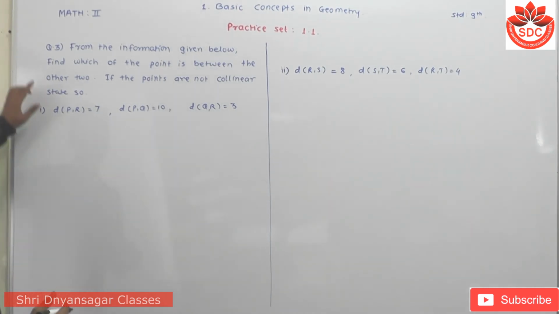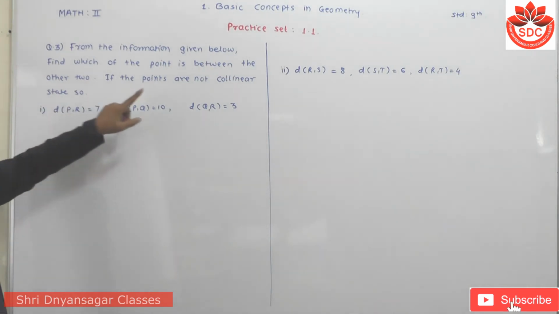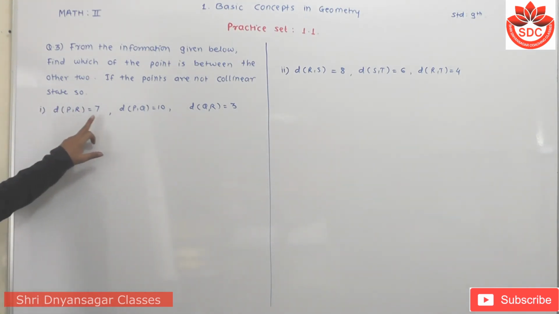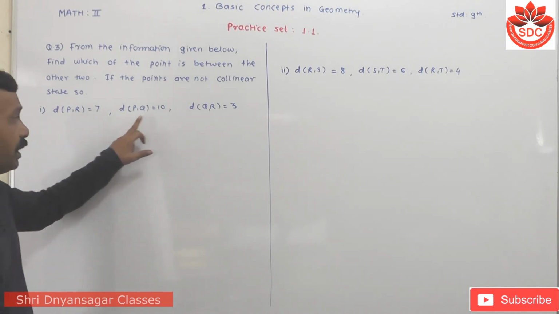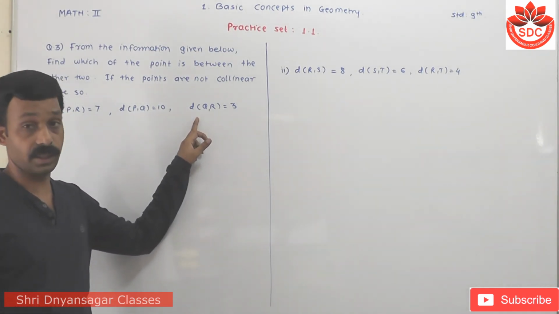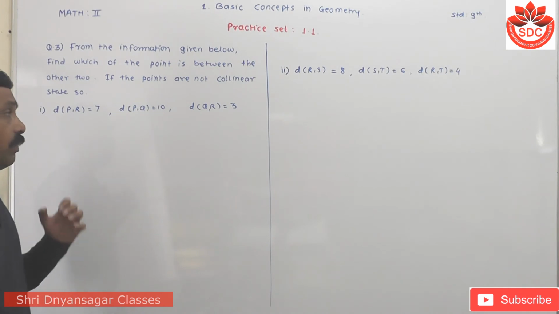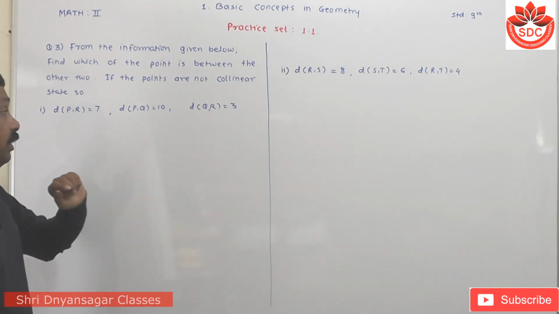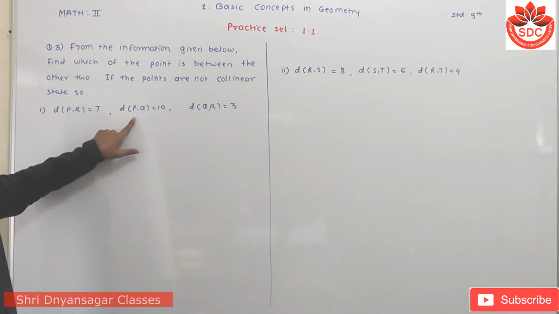Let's see question number 3. From the information given below, find which of the points is between the other two. And if the points are not collinear, state so. Student, this is the first sub question. Distance of PR is equal to 7, distance of PQ is 10, distance of QR is 3. Student, when we observe such type of example, which is the bigger one? Here distance of PQ is bigger.